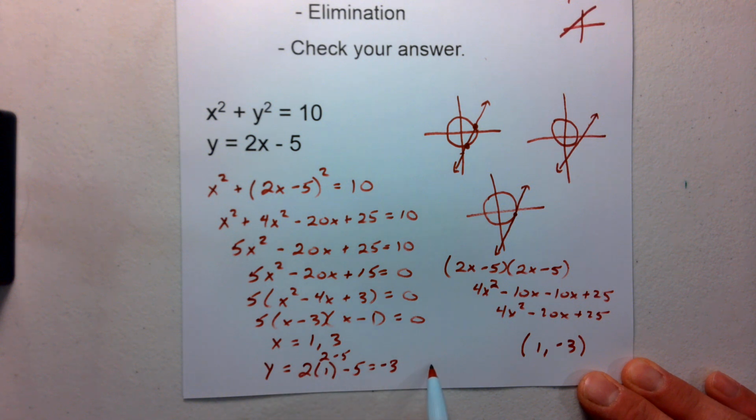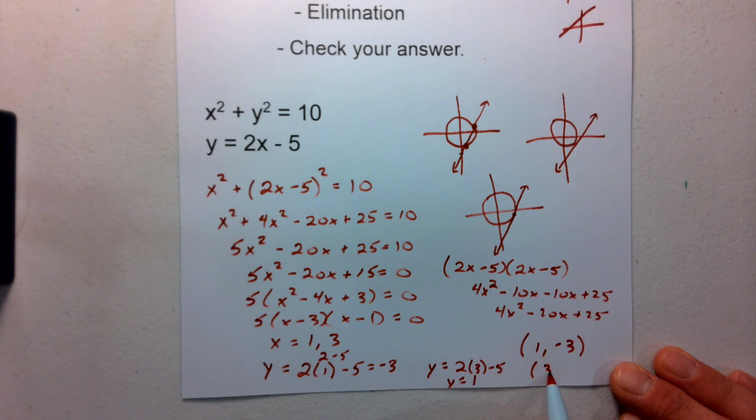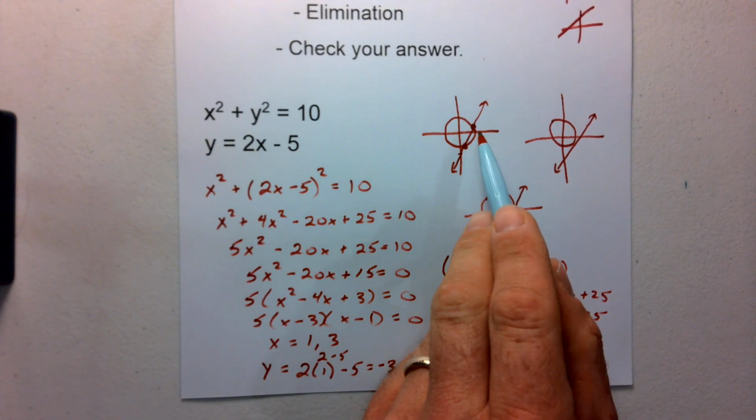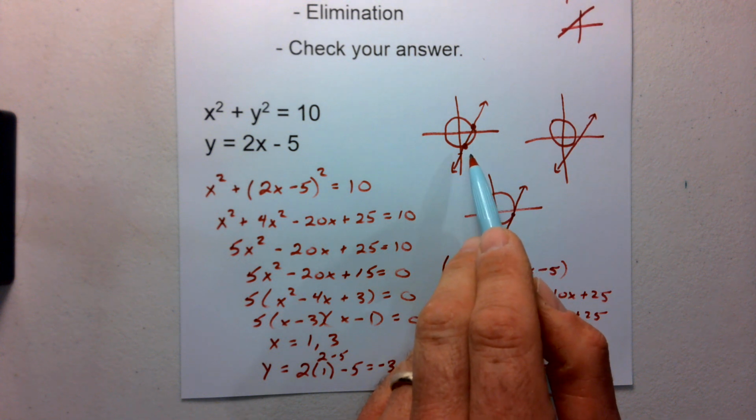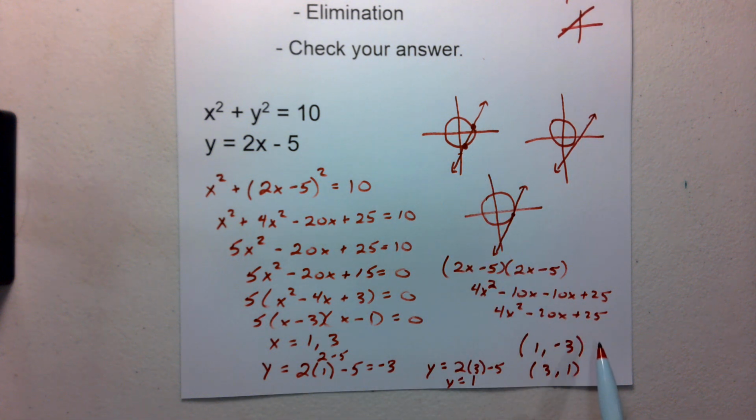And then my second equation is going to be y equals, I'm going to plug the 3 in for my x, so 2 times 3 minus 5, so that's going to be y equals 1. So I get the point 3, 1. And again, that kind of goes along with what I had first thought that this graph would look like. So those are my two solutions, 1, negative 3, and 3, 1.